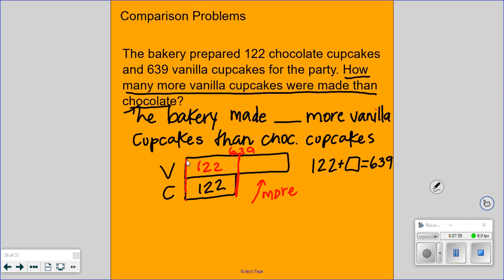Is there another equation I could build? Emma, what do you think? Yeah, I can say, okay, well, here's my total. I know there's 639 vanilla cupcakes. I'm going to take away the part that is the same. Because if I take away my 122, all that will be left is this mystery number.